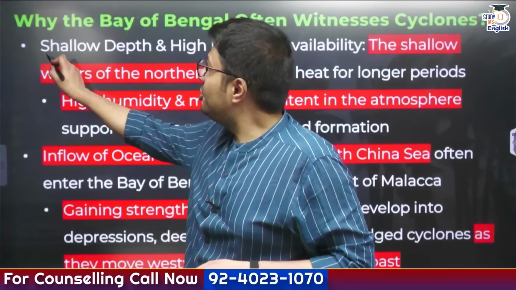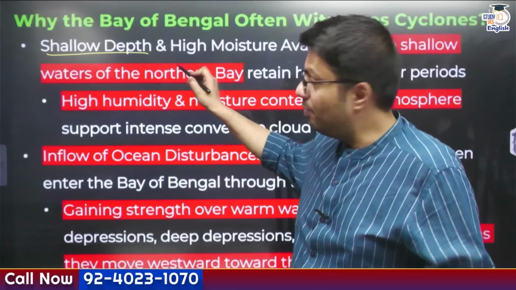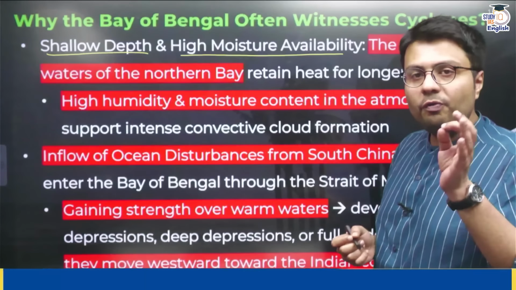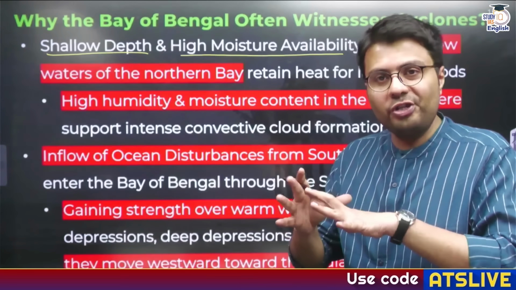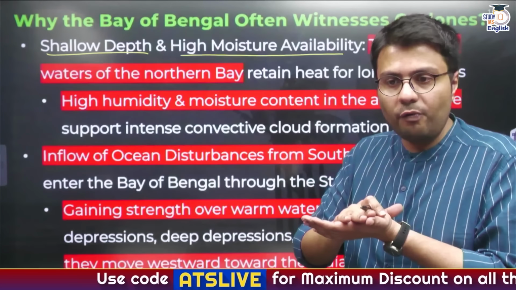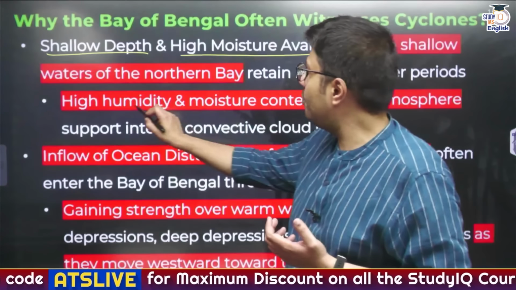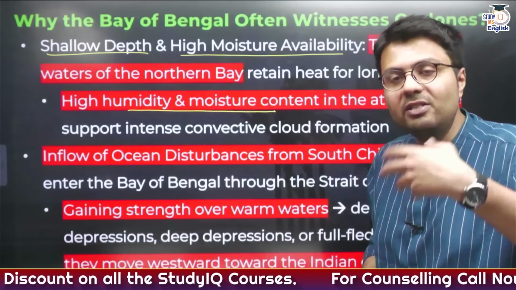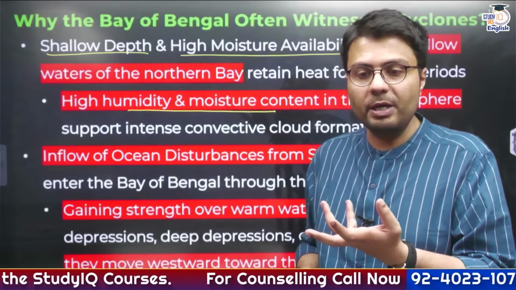Third is the shallow depth of the Bay of Bengal region and the existence of high moisture availability. Now the waters of the Bay of Bengal region are shallower as compared to the Arabian Sea. So this leads to more heating of water, and also the existence of high humidity and moisture content in the region supports this intense development of cyclonic cloud formation.